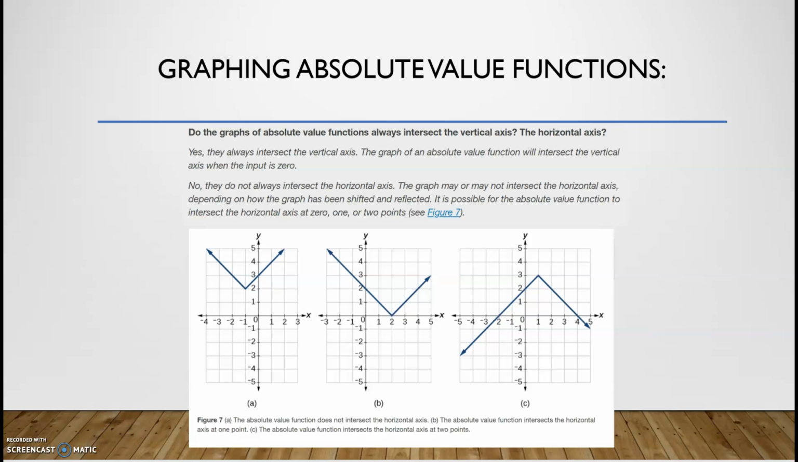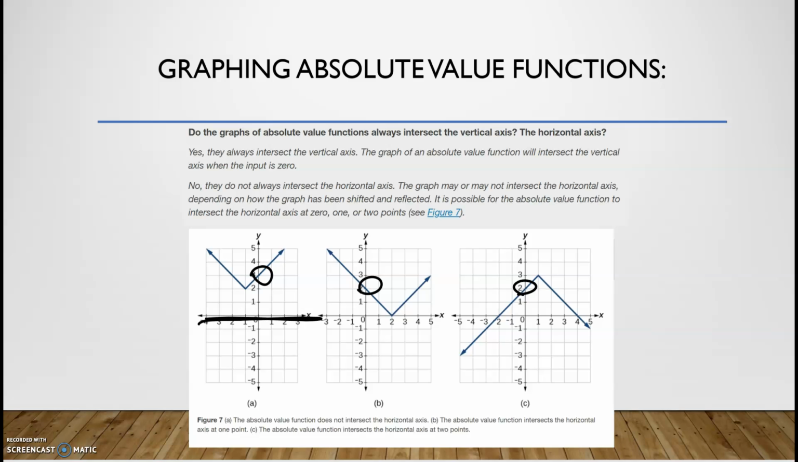When you look at the graphs of absolute value functions, do they always intersect the vertical axis, the horizontal axis? Well, for the vertical axis, so here's our vertical axis, yes, it will every single time intersect or cross over the vertical axis. But it doesn't always have to intersect the horizontal axis, okay? Horizontal axis right here.